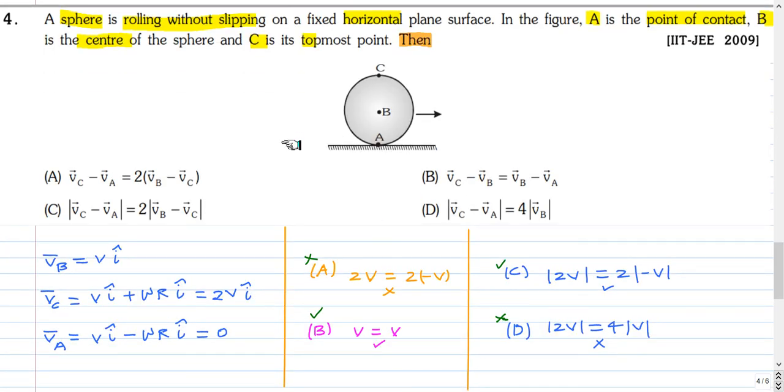Let the sphere be translating with the linear velocity v and rotating with the angular velocity omega. The velocity at point B is v i cap, taking the x-axis as left to right. The velocity at point C is v i cap plus omega r i cap. Since it's purely rolling, v equals omega times r.